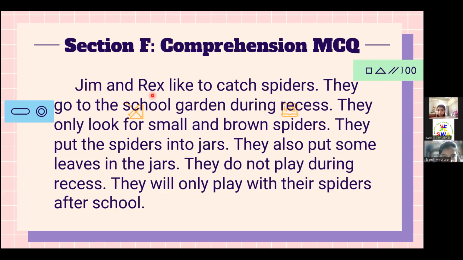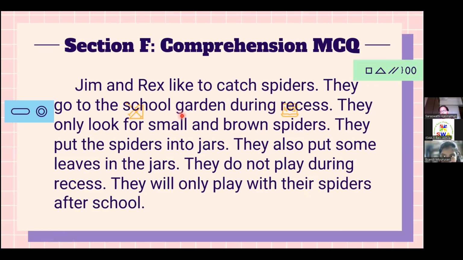Tim and Rex like to catch spiders. They go to the school garden during the recess. They only look for small and brown spiders. They put the spiders into jars. They also put some leaves in the jars. They do not play during recess. They will only play with their spiders after school.